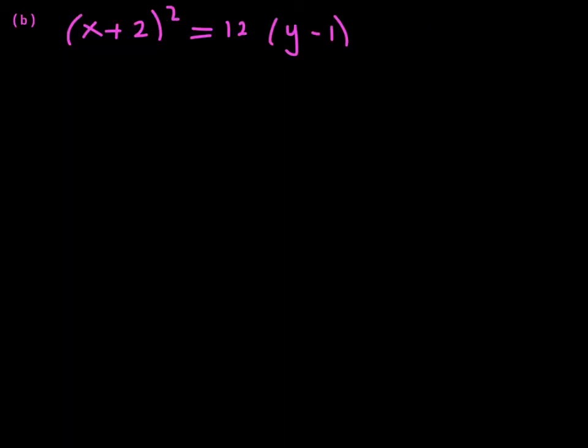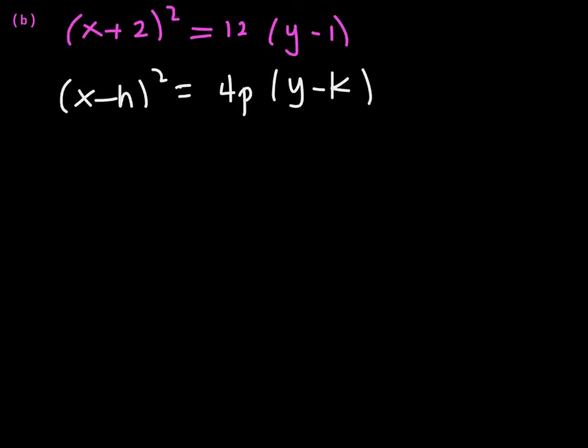Okay, guys, here's our next parabola. I know it's a parabola because there's only one variable being squared, and that is x. It's x plus 2 quantity squared is equal to 12 times y minus 1. Now, this looks awfully familiar to our standard form: x minus h quantity squared is equal to 4p times y minus k. Right, everybody?